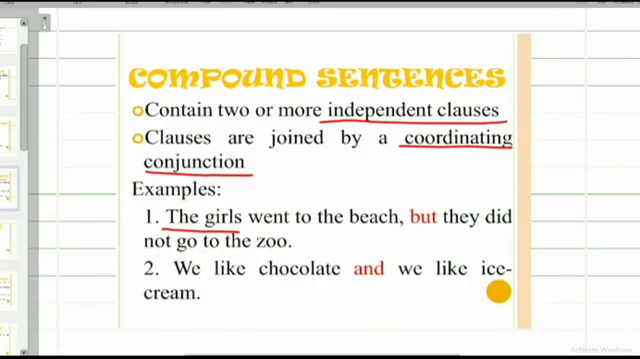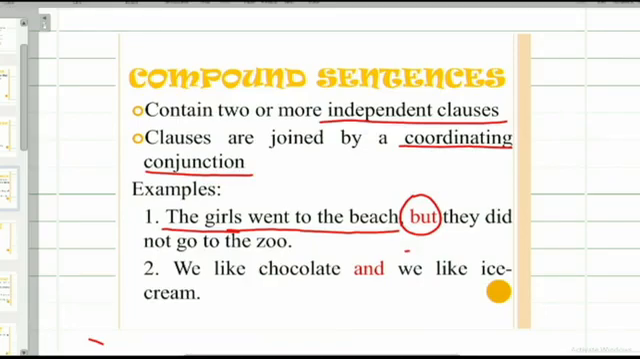But just remember that in a compound sentence, such as number 1 here, they contain two or more independent clauses. Let us look at the sentence carefully and identify the two independent clauses. So far we have the girls went to the beach. Can that clause there stand on its own? If you said yes, you are quite correct. That clause can stand on its own or act as a sentence. Your coordinating conjunction is but.